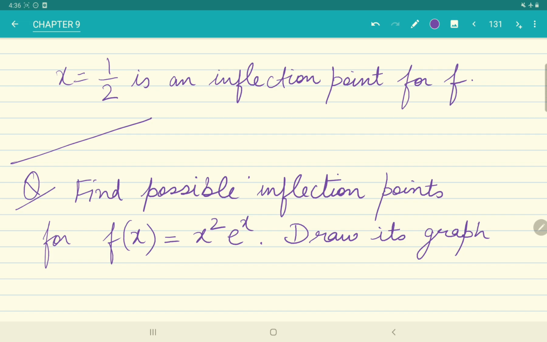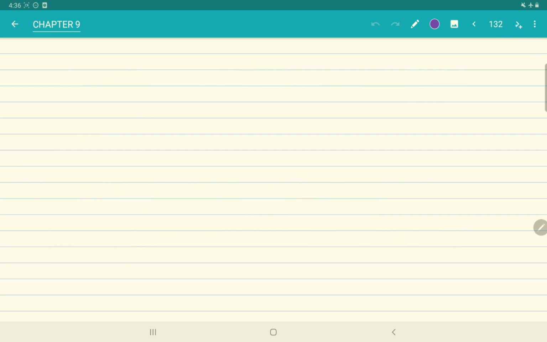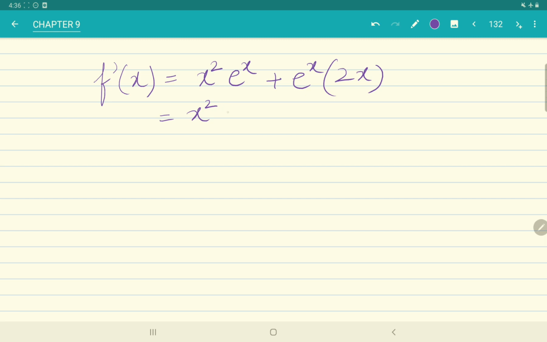Now, when we want to find out the possible inflection points, the very first thing we do is calculate the first derivative, which is f prime x, and for that we have to use the product rule. So first function into derivative of the second plus second function into derivative of the first. So this is my first derivative, 2x e raised to the power x.